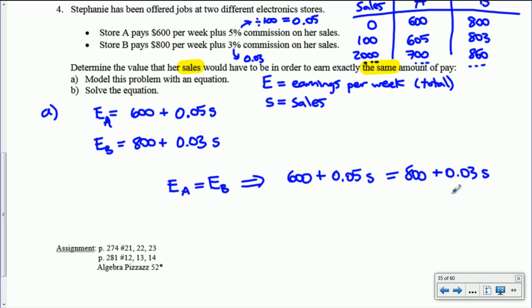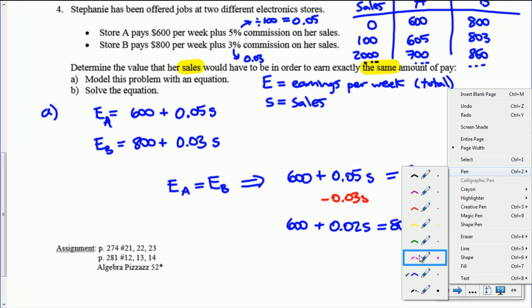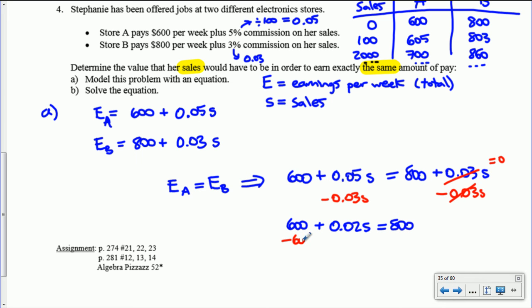So if I get rid of this on the right, I'm going to subtract 0.03S from both sides. So 0.03S minus itself is 0. Okay, and then 0.05 minus 0.03 is 0.02S. We still have the 600 there, equals 800. So a bit simpler now on the right. I've got all my letters on the left, so I'm going to bring all the numbers to the other side. That's the right side. So in order to do that, I subtract 600 from both sides.